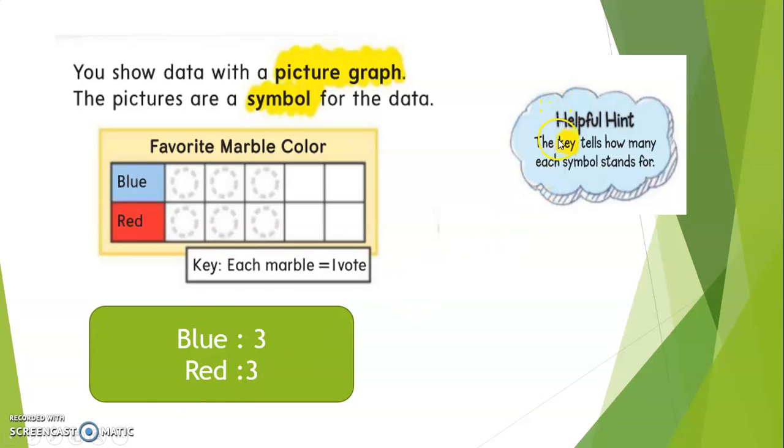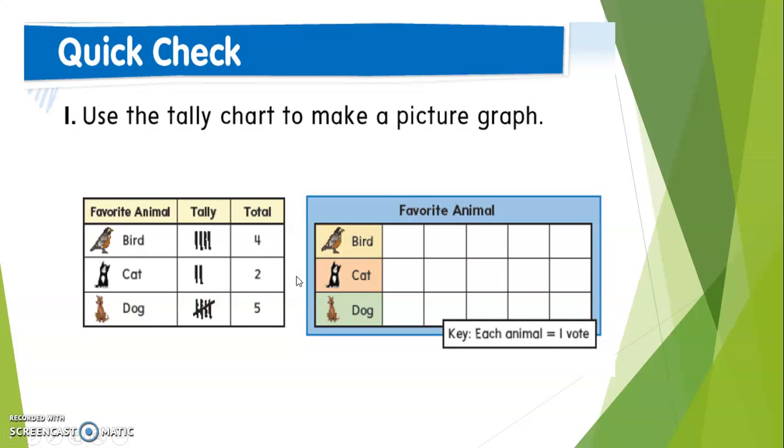Now the key tells how many each symbol stands for. The key, this one down, we call it a key. It represents each picture graph. This tells us how many each symbol stands for. Now let's look at this question here.